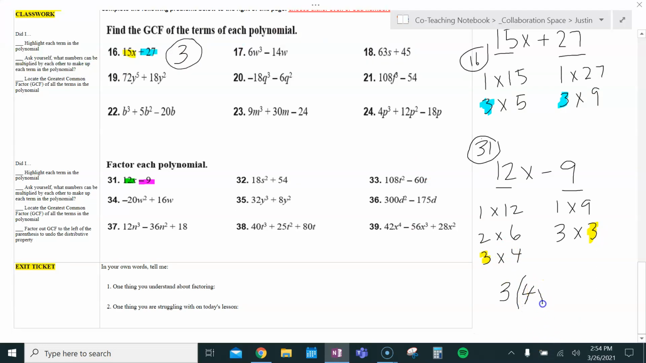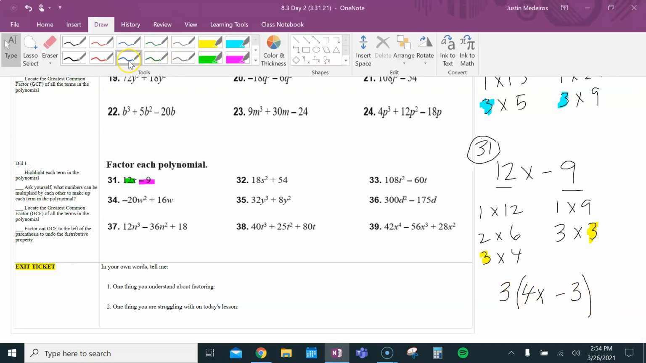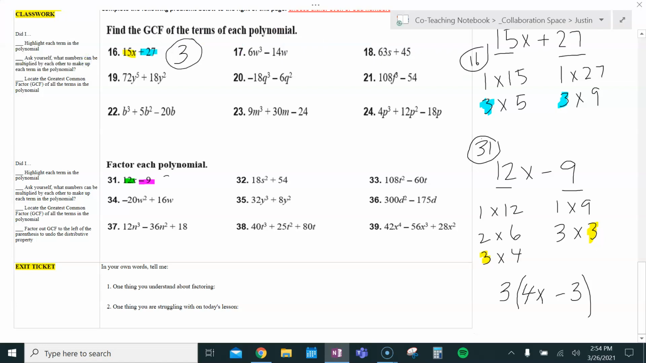And we have to multiply by an x because we need it to equal 12x. And then also inside the parentheses, what can we multiply 3 by to get to negative 9? Well, we said earlier that's a 3. So we're going to take the 3 on the outside of the parentheses and multiply it by a negative 3. And that is our solution factored out. So it is 3 times 4x minus 3. And there you have your first answer for 31.